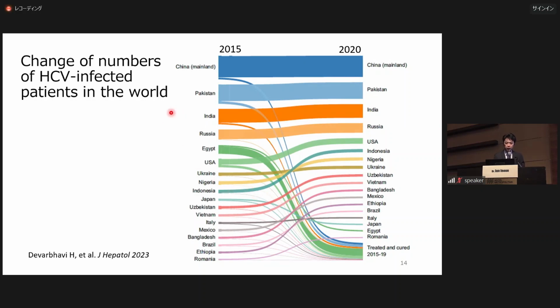This figure shows the change of numbers of HCV-infected patients by country from 2015 to 2020. The broad bar shows patient number in each country. China, Pakistan, India, Russia still have many patients of HCV infection. Interestingly, in Egypt, the strategy was successful and many patients were already treated and cured. Also in Japan, the strategy is relatively successful and the rank was going down.